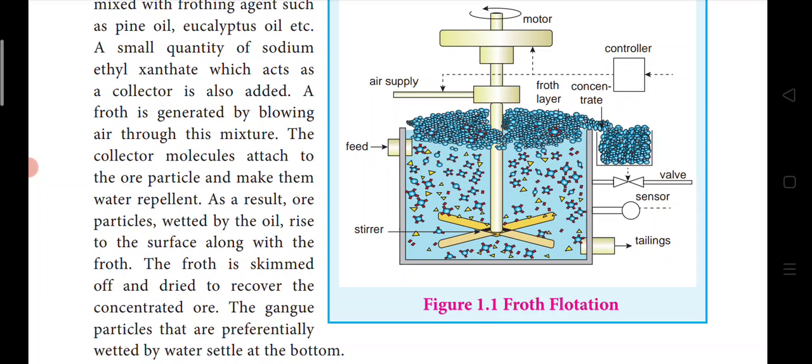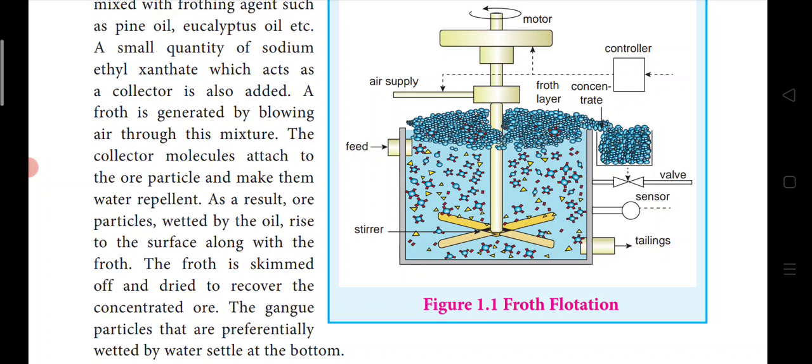So what will happen? Now this turbine will run. You can see a fan-like structure here that will run now, which will create the froth. We have to blow air also. Air supply must be given for the production of this froth. After adding the sodium xanthate, a froth is generated by blowing air through this mixture. We blow air to generate this froth, and the collector molecules attach to the ore particles and make them water repellent.